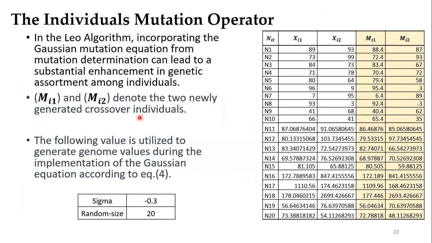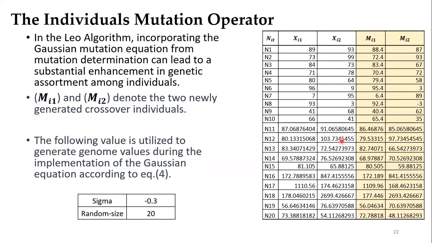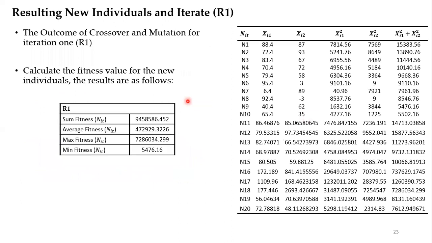Now we do the mutation using equation 4 in the slide, sigma, which is taken minus 0.3, random size 20. Here we will find M1 and M2. Now all the individuals, 20 individuals, will be selected for the next iteration. These were found from the crossover, and the 10 that we selected. Now we will find in this slide the fitness, average, max, and min. They will be used for the next iteration.